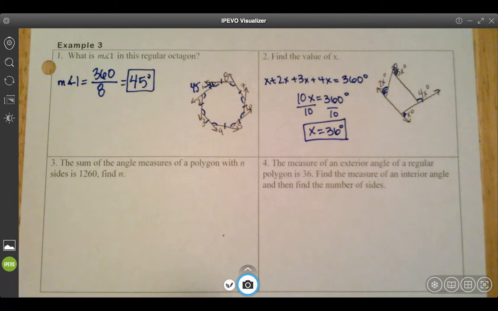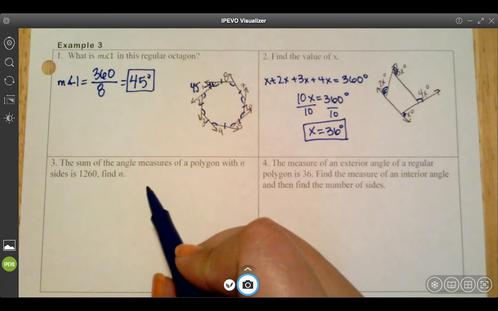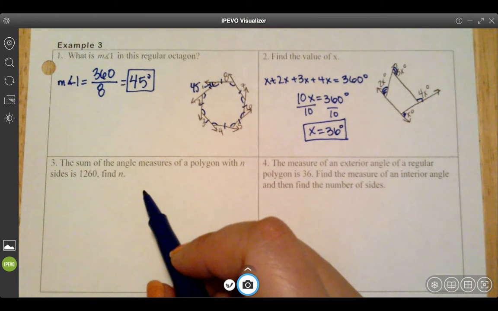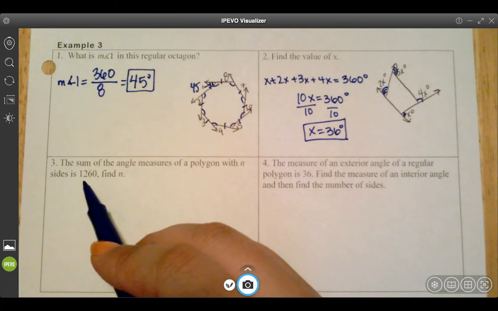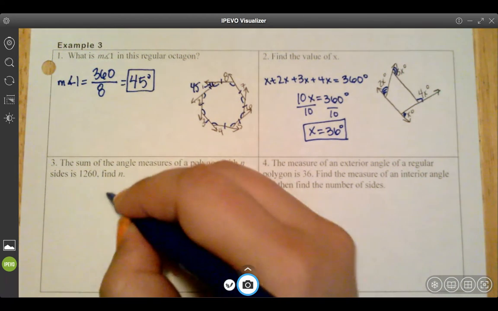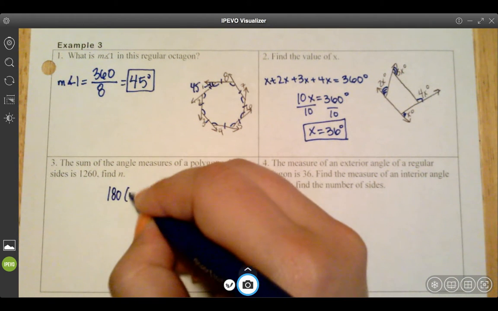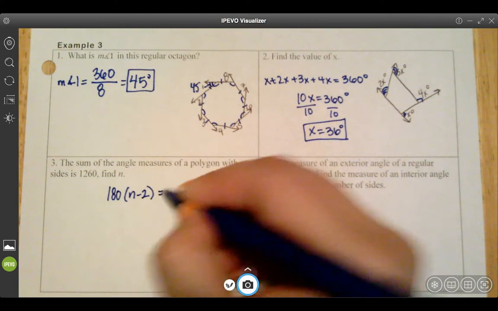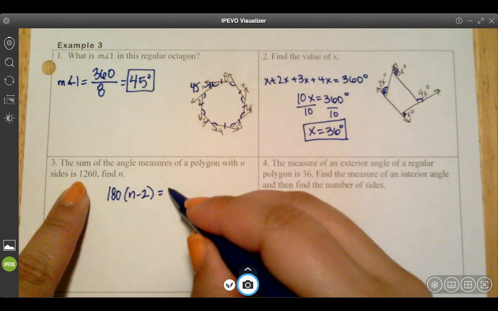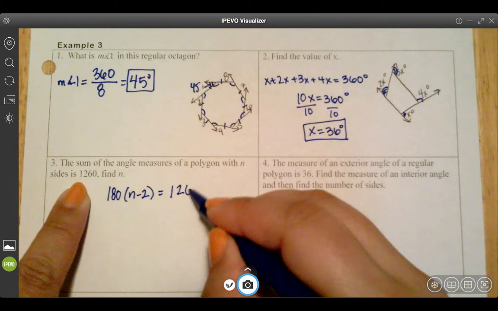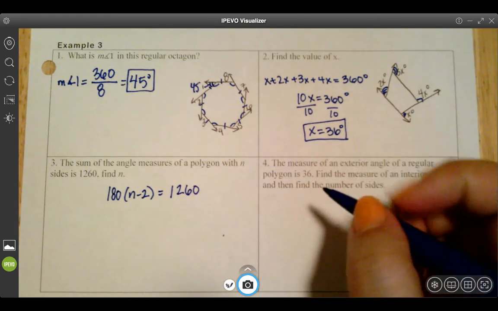In part 3, the sum of the angle measures of a polygon with n sides is 1,260. Find n. Okay, well, this can't be exterior angles because exterior angles always add up to 360. So we know this is the sum of interior angles. The sum of interior angles is 180 times n minus 2. But in this case, we already know that that equals 1,260. So now we need to solve for n.